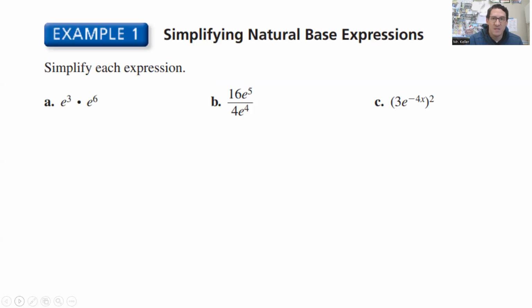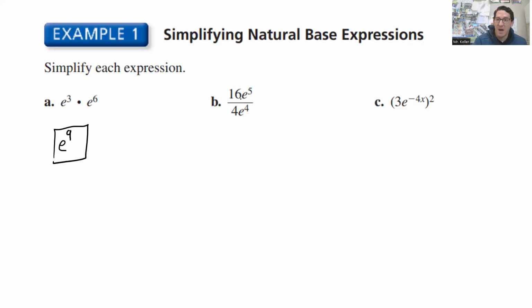So simplify each expression. We are not going to multiply these out. This is just properties of exponents. This is kind of just like what we did last chapter. Remember, when you're multiplying with powers, you need to add the exponents. So e to the third times e to the sixth, you do 3 plus 6. That's going to be e to the ninth. And that's it. Again, just review what we did before.